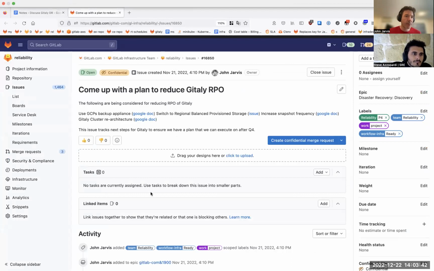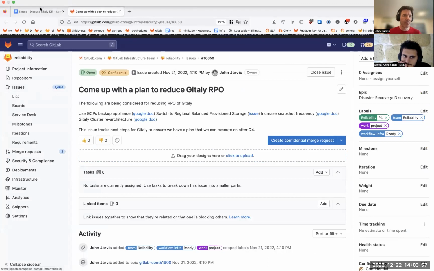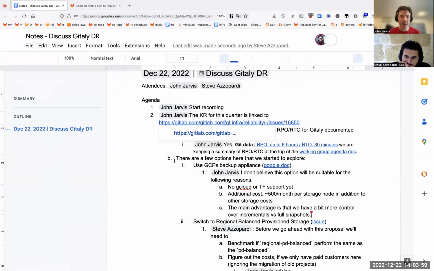So we have a whole bunch of options laid out for how to improve this, but so far we haven't really narrowed on a solution because none of the approaches so far are ideal, at least for the short term. So I wanted to do this recording to discuss the options with Steve. Steve, you have the next item.